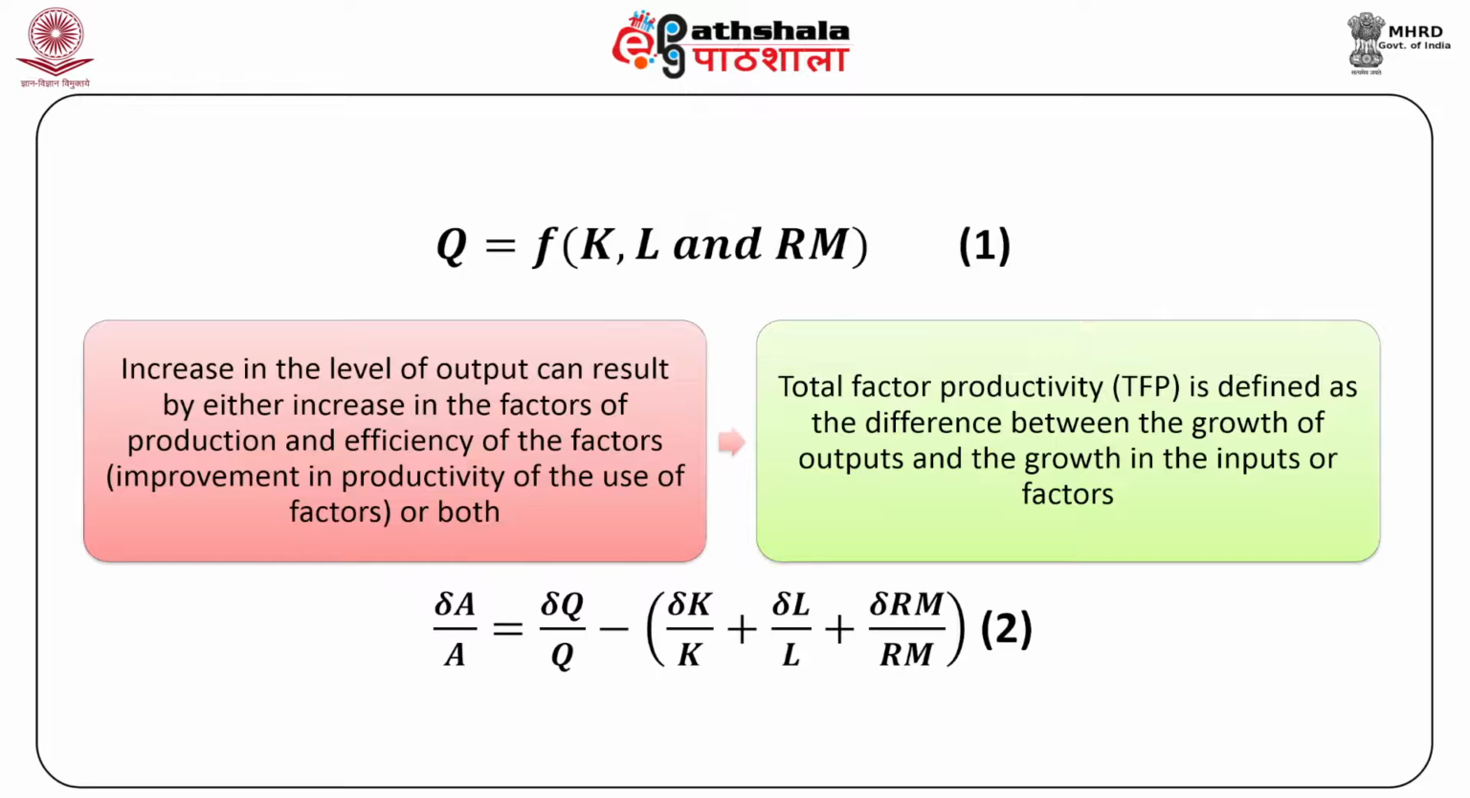Total factor productivity, that is TFP, is defined as the difference between the growth of outputs and the growth in the inputs or factors. It is assumed that A stands for productivity or technical progress, as they are both components of growth accounting residual, which is that change in output that cannot be explained by changes in inputs. Therefore, we can write as under: delta A by A is equal to delta Q by Q minus, within brackets, delta K by K plus delta L by L plus delta Rm by Rm. Let this be equation 2.